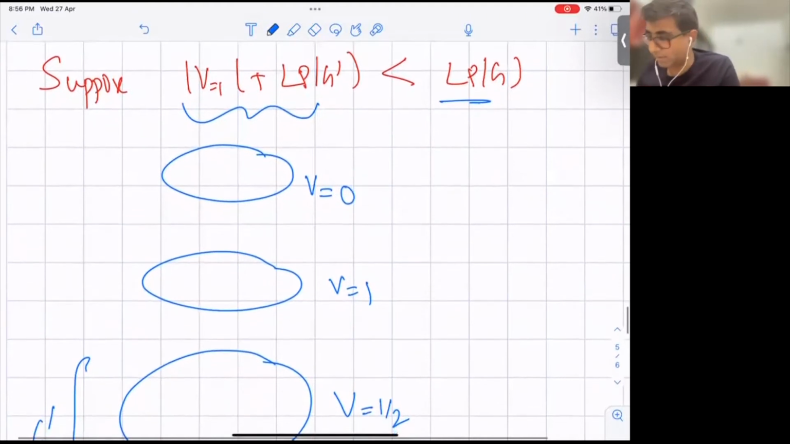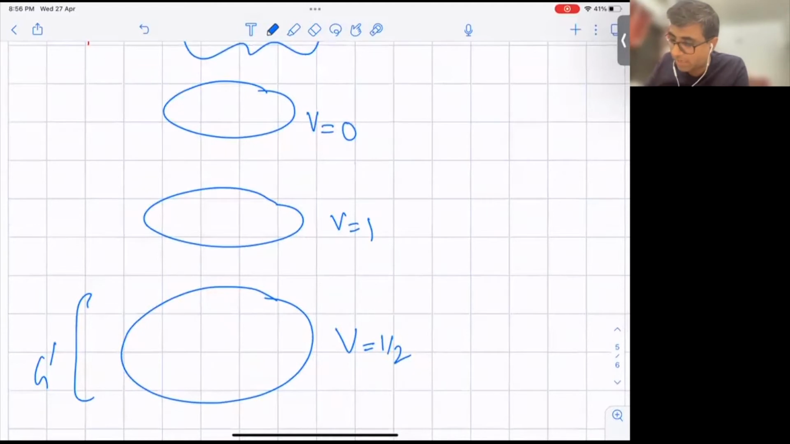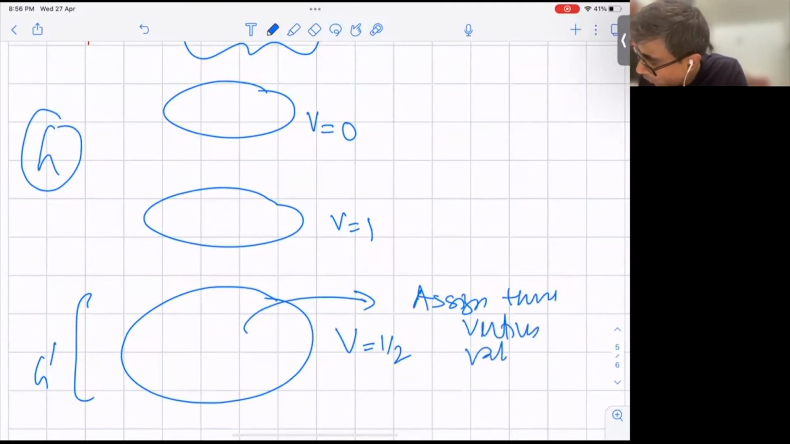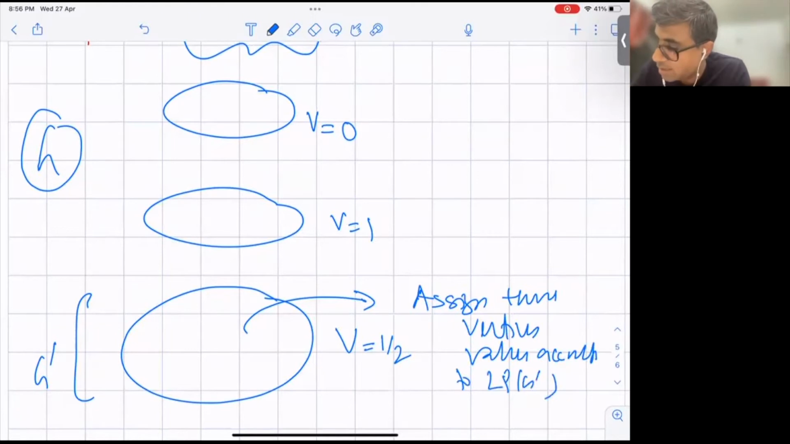What is the meaning of this? Let's try to understand. So this is my G. Assign these vertices values according to LP of G prime. And what should I assign these guys? Assign 1. Now I claim to you that every edge is covered in G. Is that fine?